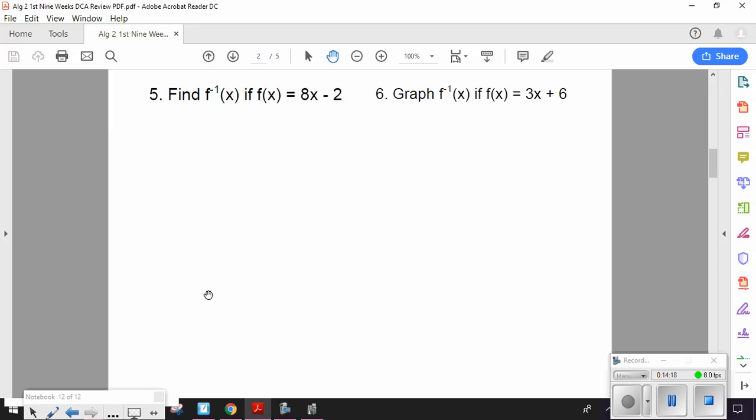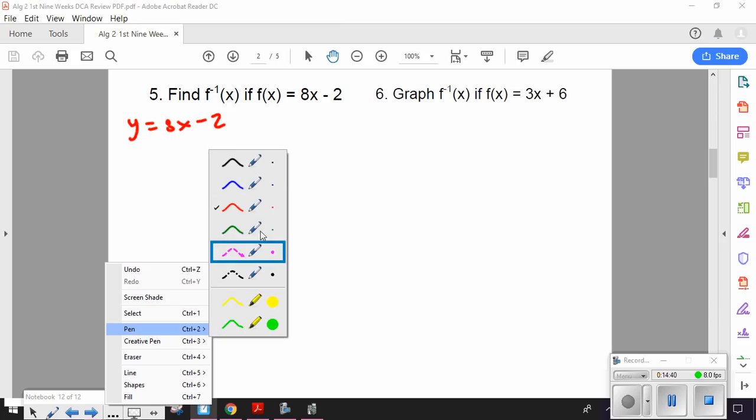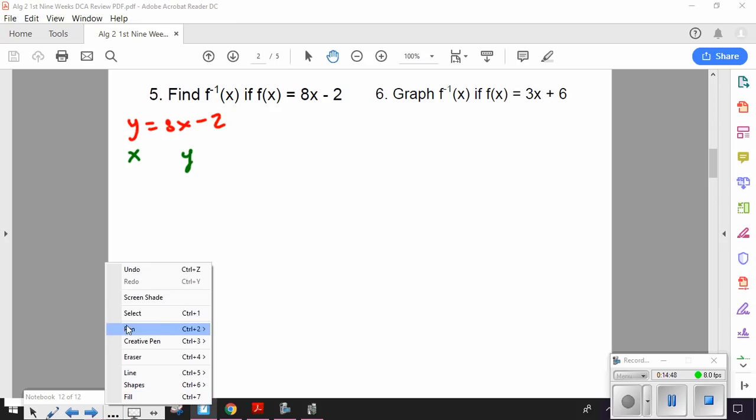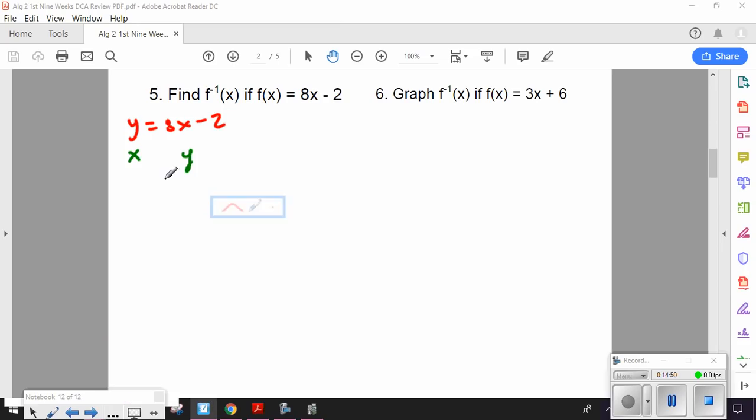Number 5 says find f to the negative 1. Remember, that's f inverse. If f of x equals 8x minus 2. So the first step in this process is change f of x to y. So y equals 8x minus 2. The second step is apply the definition of an inverse. The definition of the inverse says you switch x and y. So x becomes y, y becomes x, everything else stays in place. So x equals 8y minus 2.